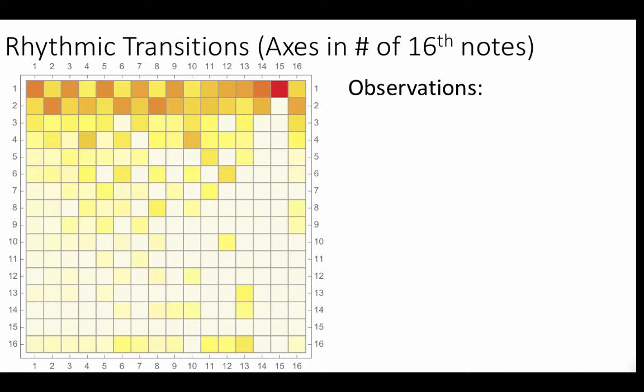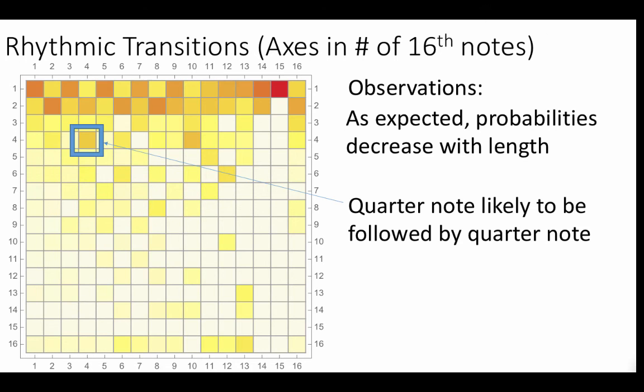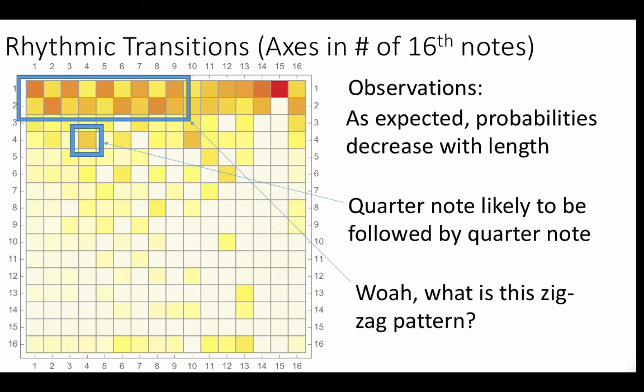Moving on, here's the rhythmic transition matrix, with each number representing the number of 16th notes in the melodic event. As expected, rhythmic transitions get less and less likely as the length of the note increases, simply due to the fact that these note lengths are less common in pop music. It's also nice to observe that quarter notes are likely to be followed by another quarter note, which makes sense. The most interesting feature here, however, is the zigzag. Where in the world does that come from?